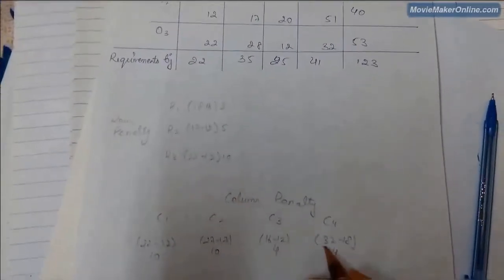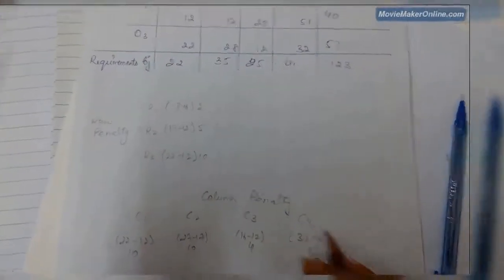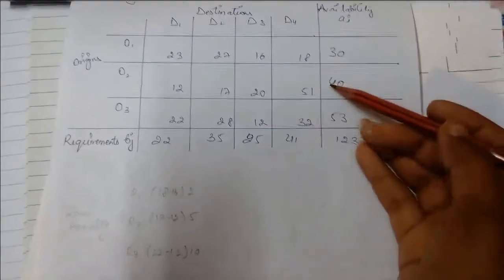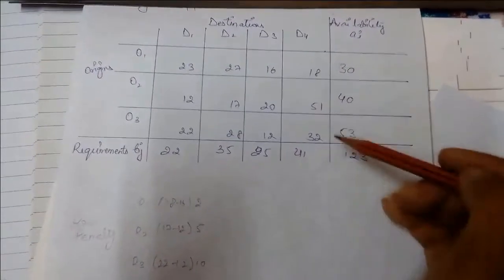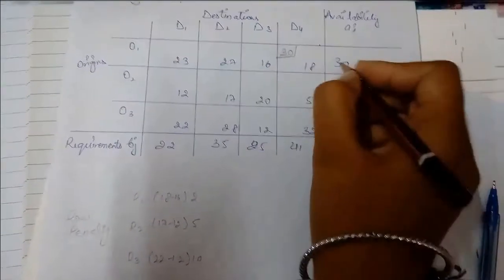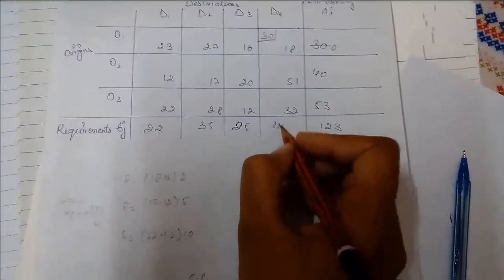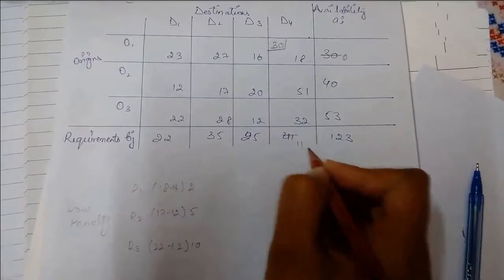Now we have to look for the highest number, which is 14 here. We will use the column 4. From column 4, we have to find the lowest number, which is 18 here, and allocate this 30 here. Now this 30 will become 0, and we will subtract this 30 from 41. It will remain 11.